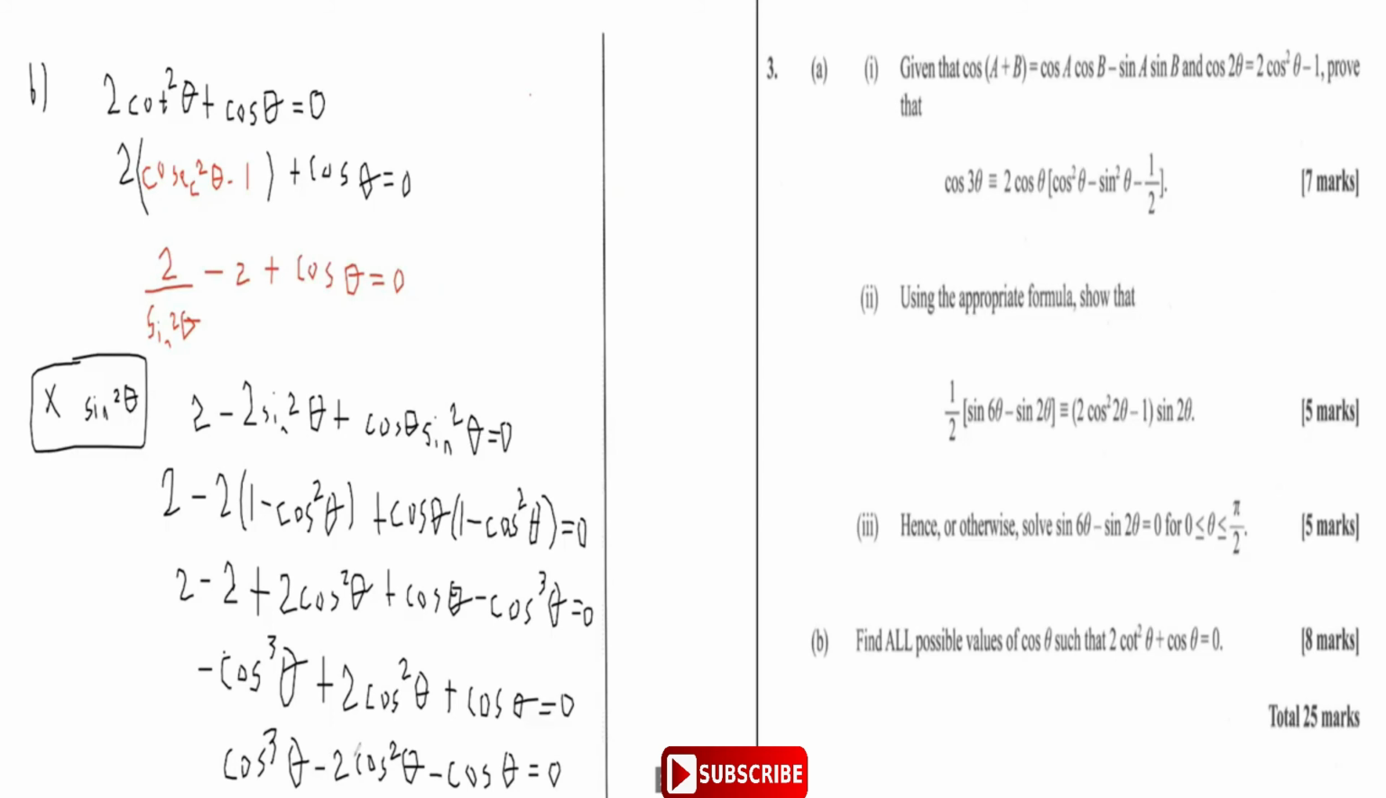Now, if you have cos cube minus 2 cos squared minus cos theta, the first thing you need to do is factor out cos theta. After you factor out cos theta, you're going to be left with cos squared theta. When you factor out from the next term, you're left with minus 2 cos theta. And when you factor out cos theta from cos theta, you're left with minus 1. And now all of this is, of course, equal to 0.